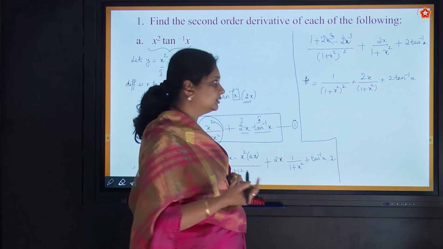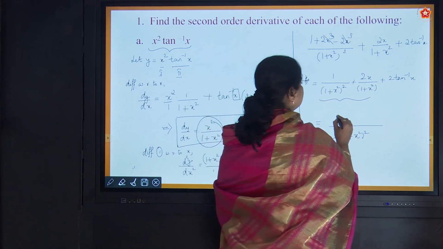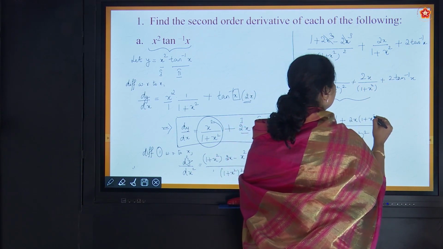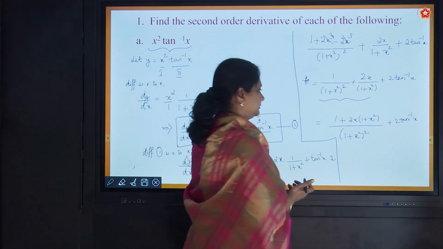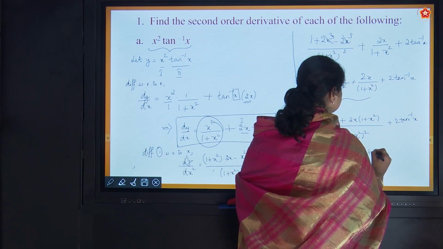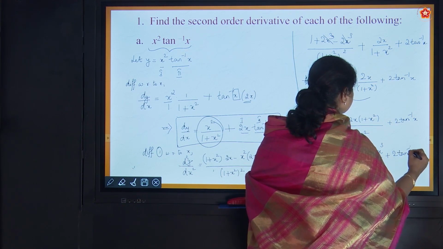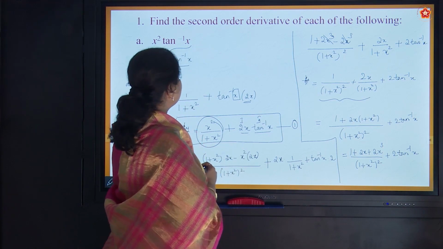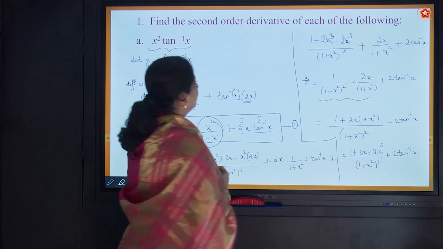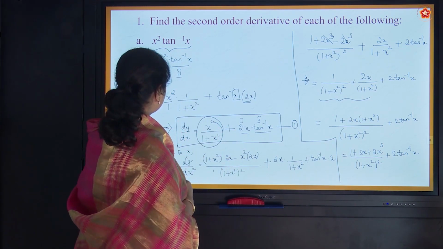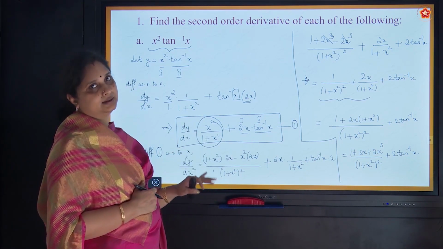Is there an opportunity to simplify further? Yes, of course. There's a common denominator. You can add the terms up. Taking 1 plus x squared, the whole square as an LCM. So 1 plus 2x into 1 plus x squared plus 2 tan inverse of x. It's up to you. You can take it as a common LCM for all three also and express it. So 1 plus 2x plus 2x cube by 1 plus x square, the whole square, plus 2 tan inverse of x. You can express it like this, and this is your second order derivative. Or you can stop it here. This is also a way to express it. Unless and until it is asked to express it in a given way, you're free to stop it wherever you feel that it is properly represented.